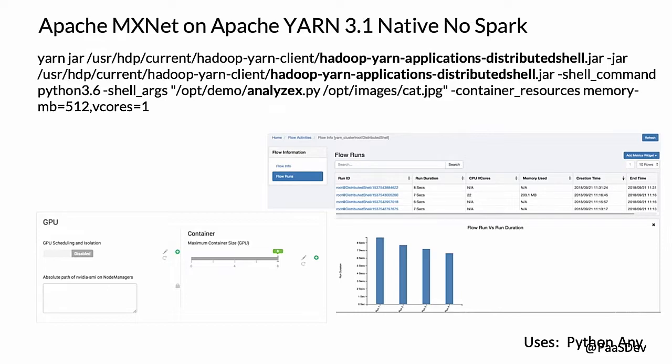This is an example for running it without using any Spark. We don't have to use Spark to run MXNet. We can, but in this example, we're running it straight through Hadoop. That is the full code to do it.